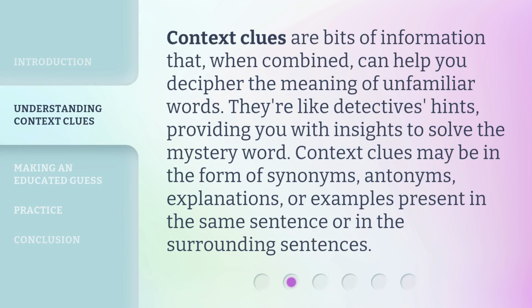Context clues are bits of information that, when combined, can help you decipher the meaning of unfamiliar words. They're like detectives' hints, providing you with insights to solve the mystery word. Context clues may be in the form of synonyms, antonyms, explanations, or examples present in the same sentence or in the surrounding sentences.